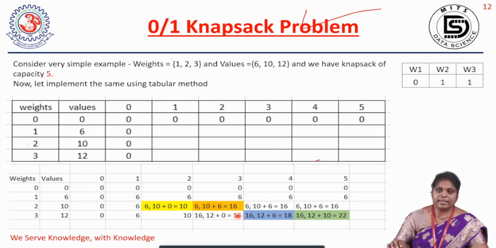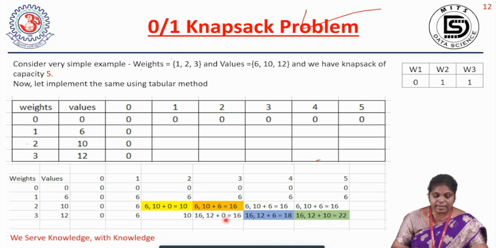Item 1 is giving a profit of 6, item 2 is giving a profit of 10, and item 3 is giving a profit of 12. But if you take one more combination, item 1 and item 2, 6 plus 10, it is giving 16.